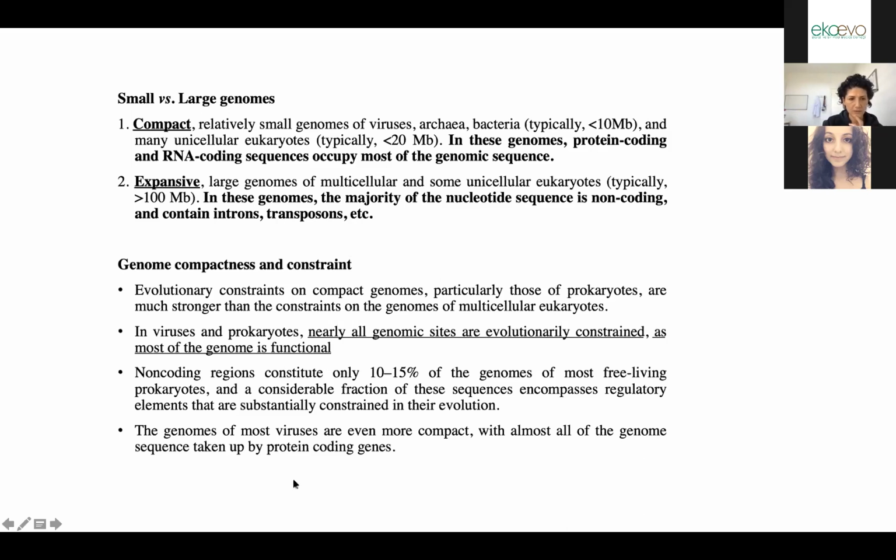So here I gave information about genome compactness and constraint. As I told, the organisms that have small genome size almost only have coding genes. So there is very high constraint on that coding part, but there isn't much constraint on the non-coding part of the genomes.